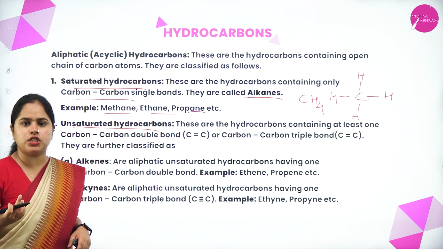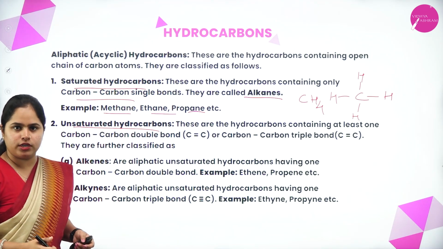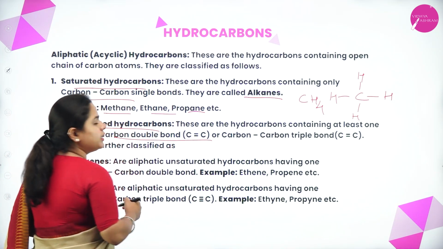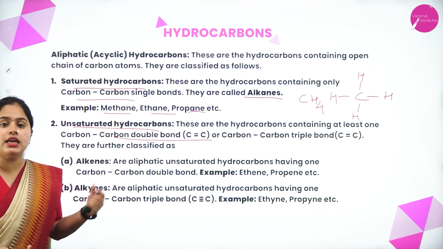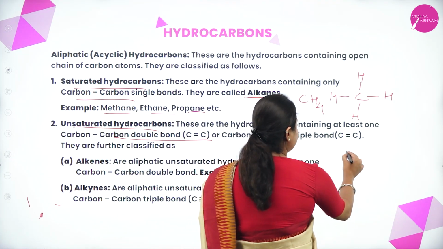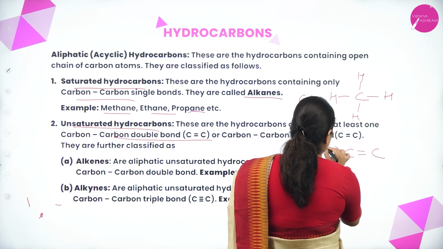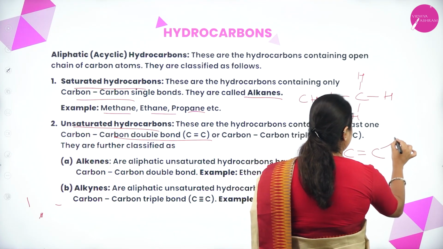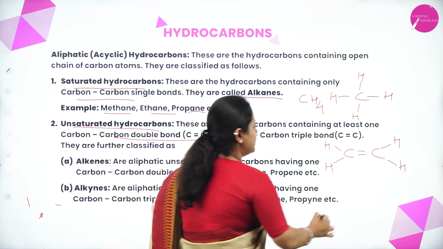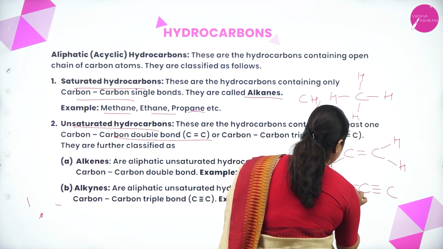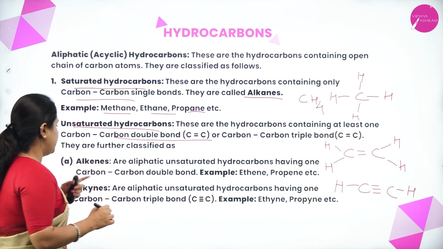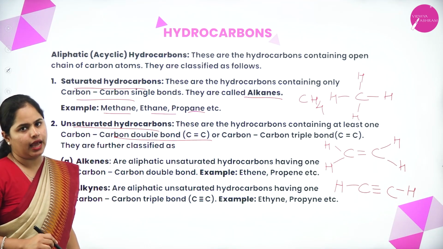Now moving on to unsaturated hydrocarbons. These are hydrocarbons which contain double bonded or triple bonded systems. The first one is alkenes. Alkenes contain a carbon-carbon double bond, and alkynes contain a carbon-carbon triple bond, right? For example, the first alkene is ethene, CH2=CH2. Another unsaturated one is alkyne, and the first one is ethyne, right?